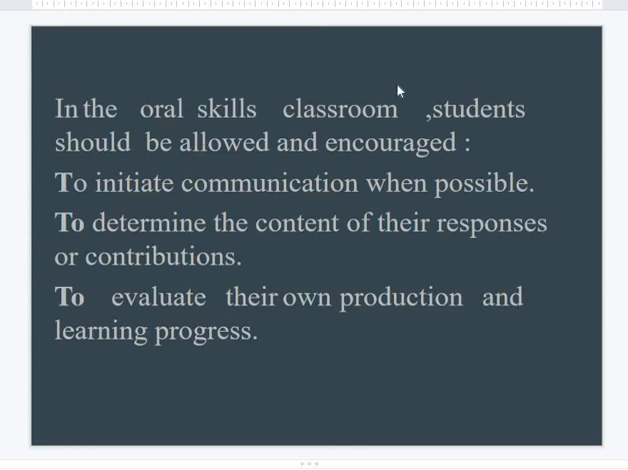In the oral skills classroom, students should be allowed and encouraged to initiate communication when possible, to determine the content of their responses or contributions, and to evaluate their own production and learning progress. Because when they evaluate their own learning process, they will learn a lot. They will be able to understand their mistakes, and then they will be able to overcome them. So this is basically the actual way of developing the oral communication skills of the student.